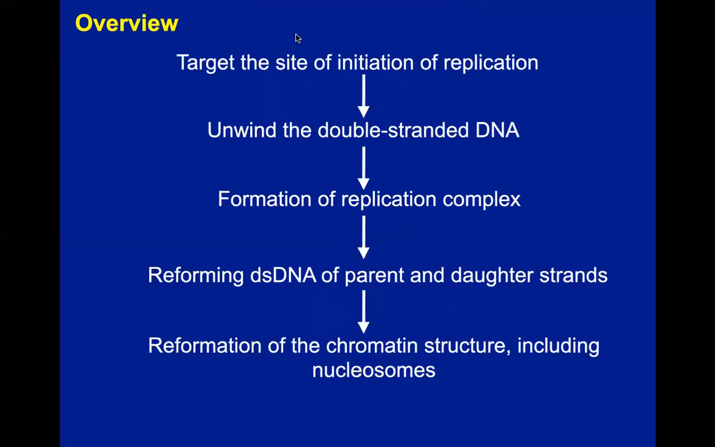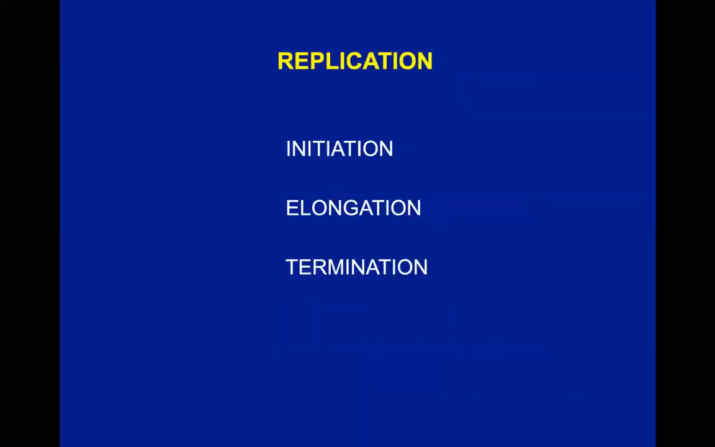So, an overview of replication. First, target the site of initiation of replication. Then at the site of initiation, the double-stranded DNA will start unwinding. Then formation of the replication complex, reforming double-stranded DNA of parent and daughter strands, then reformation of the chromatin structure including nucleosomes, that is packaging of DNA. Organization of DNA finally occurs. Now we have three stages of replication: initiation, elongation, and termination.